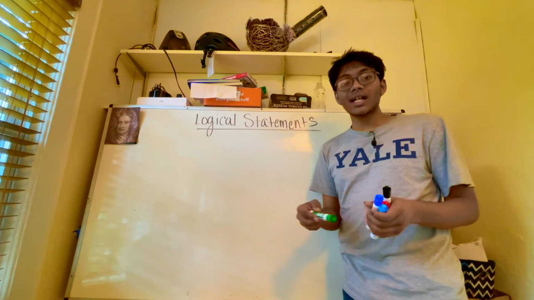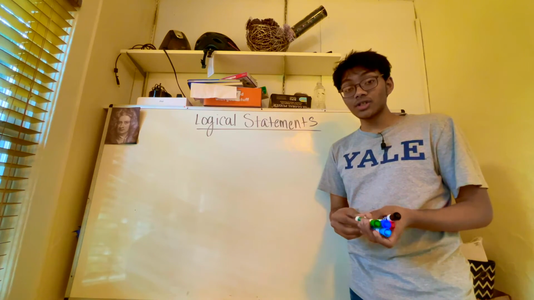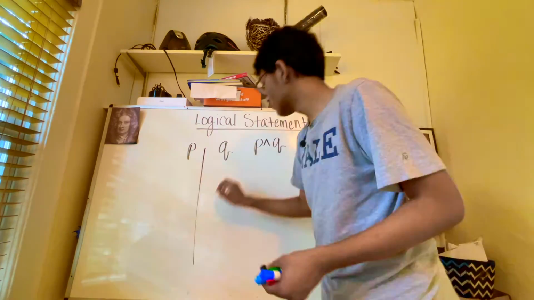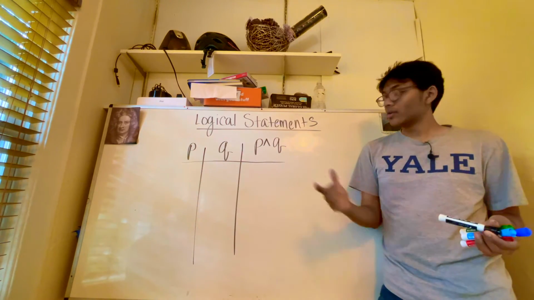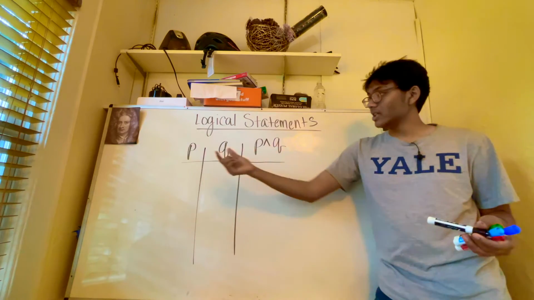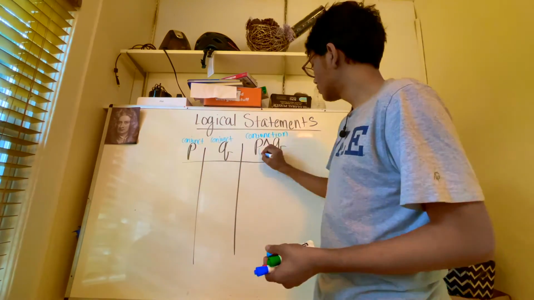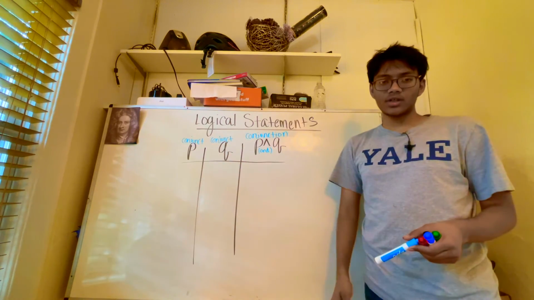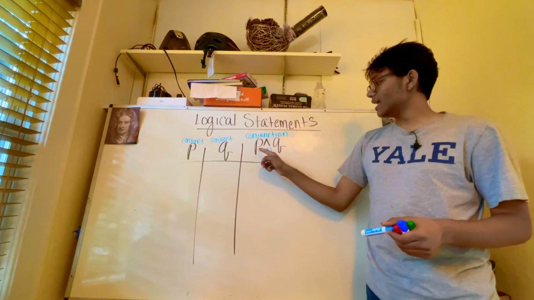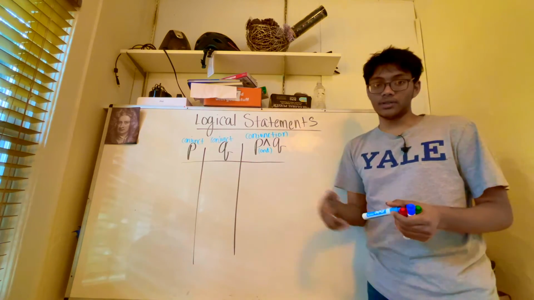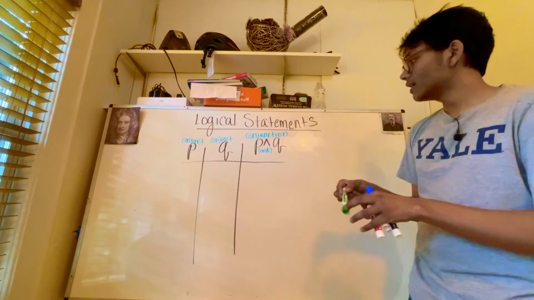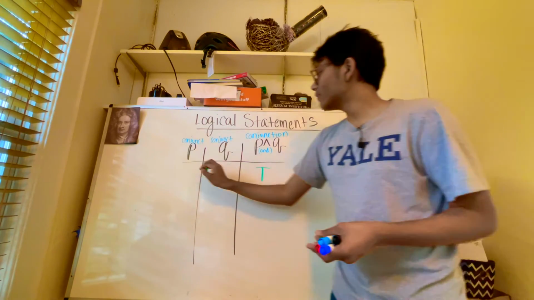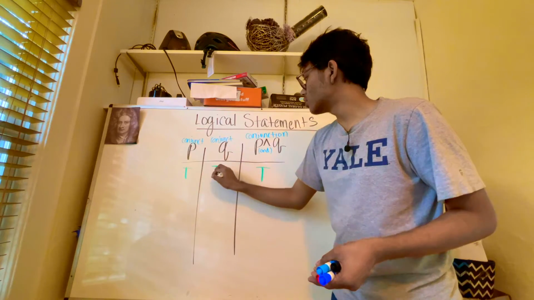First, we're going to look at conjunctions. Remember, conjunctions are when you combine logical statements using the word and. In conjunctions, remember, the whole statement can only be true if each of the conjuncts is true. So, P represents a conjunct, aka statement 1. Q represents another conjunct, aka statement 2, and P and Q is the conjunction. So remember, P and Q is true only if both P and Q are true. Okay?